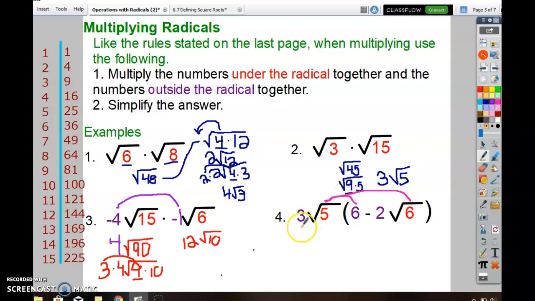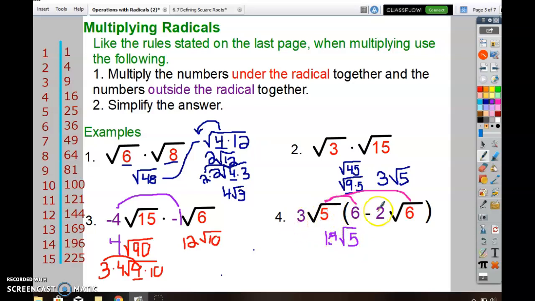So if I first look, I've got 3 radical 5 times 6. 3 radical 5 has that radical 5. The 6 is just plain. That's an outside. So 3 times 6 is 18. And then that radical 5 just gets brought over. Now, we've done the first one. We can't break down radical 5 anymore.